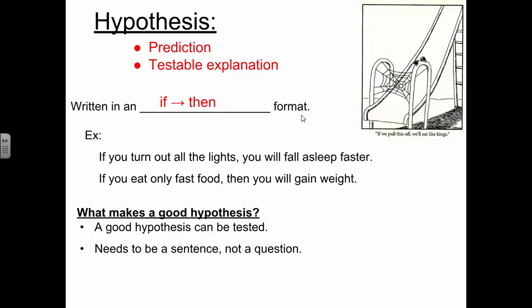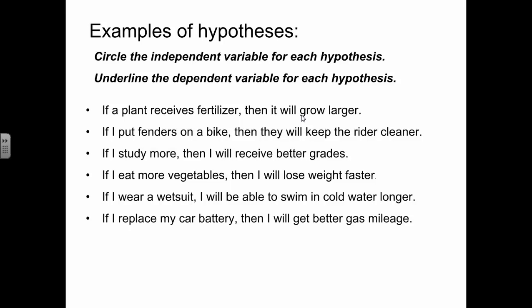All right, so let's look at some examples. These are hypotheses. That's the plural. And what I've asked you to do is circle the independent and dependent variable in these hypotheses. Because if we set it up as an if-then statement, it's pretty easy to identify those things. If a plant receives fertilizer, then it will grow larger. What's the independent variable in that experiment? Fertilizer. Yeah, whether or not they're getting fertilizer, the amount of fertilizer. What's the dependent variable in this experiment? Tyler? Yeah, the growth of the plant.